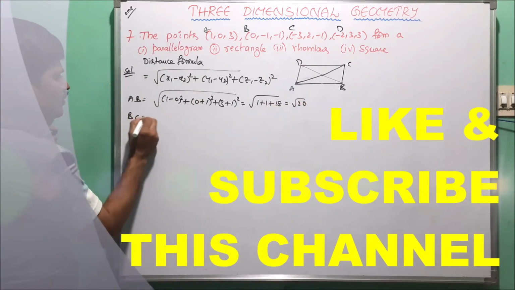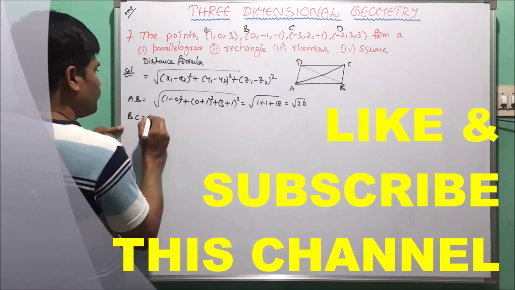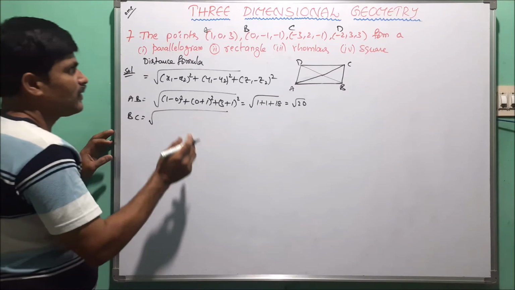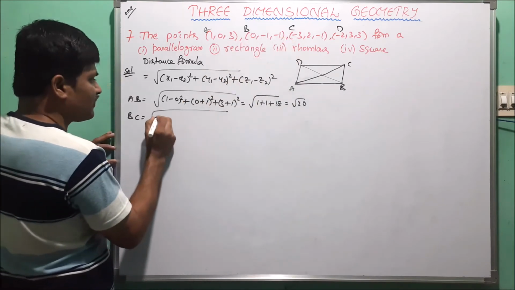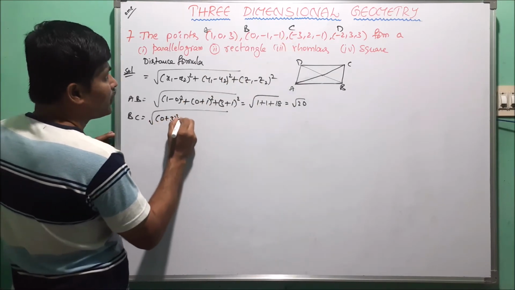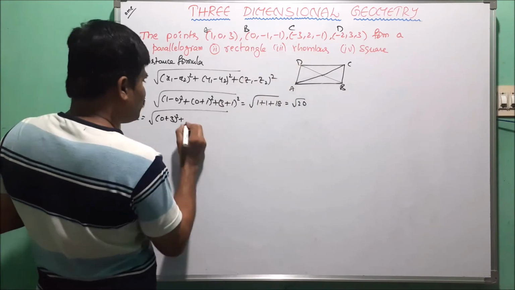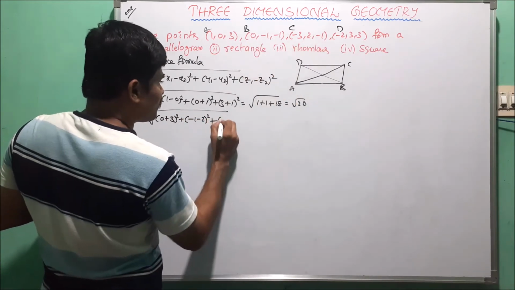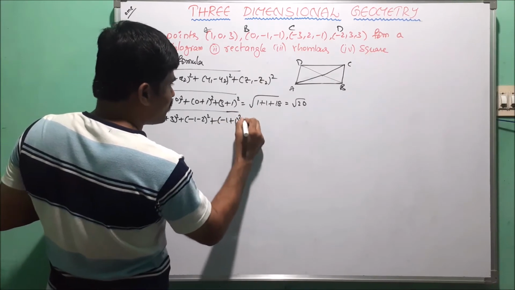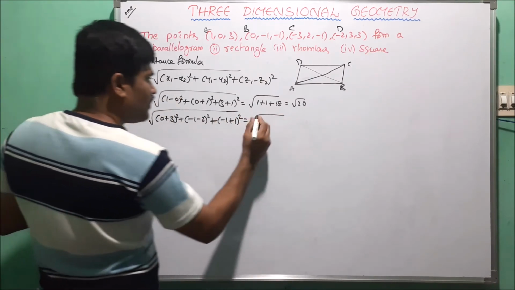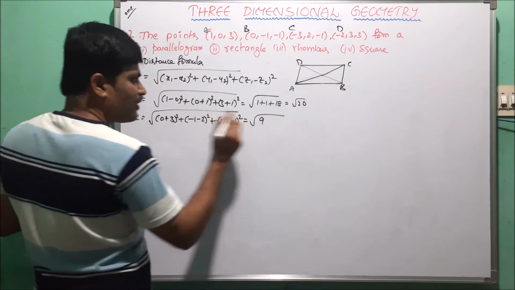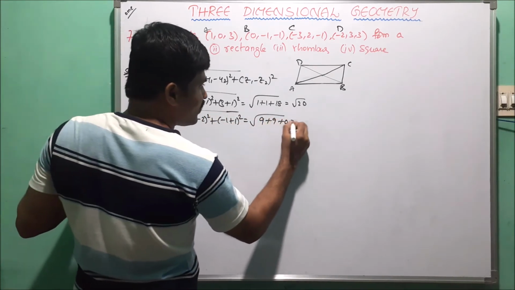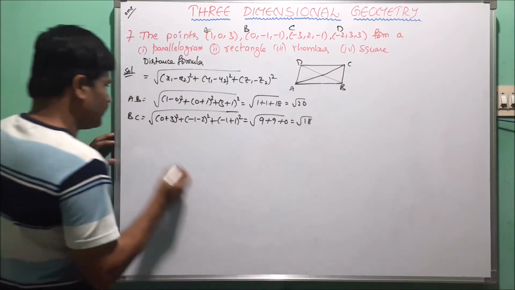Similarly, we take BC. In BC: 0 minus of minus 3, plus 3 whole square, minus 1 minus 2 whole square, minus 1 plus 1 whole square. So here 3 square means 9, minus 3 square is also 9, and this is 0. So this value will be root 18.